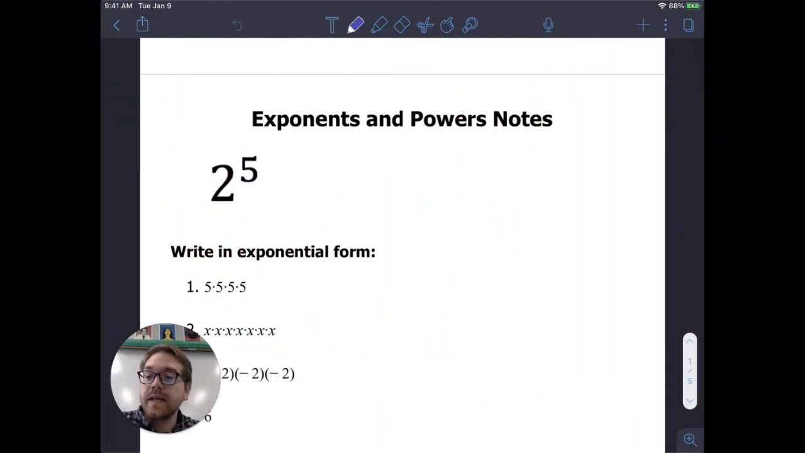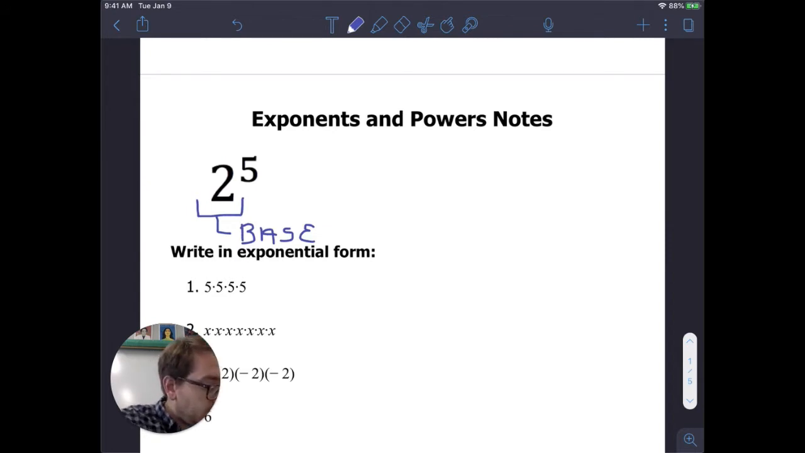All right, so we're looking at exponents and trying to understand how to write them, how to read them, and how to evaluate using them. So what you're seeing right here is a common way that we write using exponents. Now let's break down what it is exactly that you are seeing. This larger number here is called the base. That's what's being multiplied multiple times.